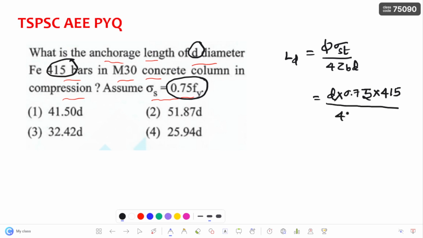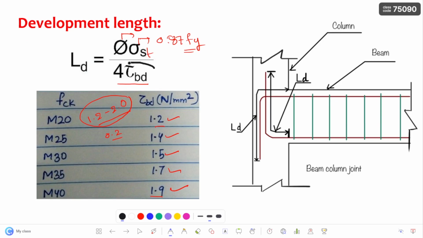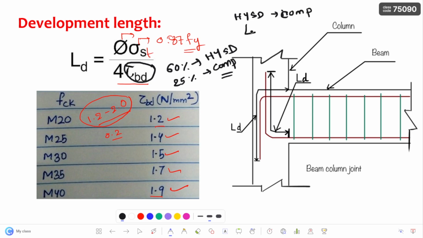divided by 4 into tau bd. Okay, remember one thing: whatever formula I explained here, you have to increase the tau bd by 60% if the bars used are HYSD bars. And you have to further increase it by 25% if it is in compression. Remember this, it is also very important. For example, if you are using HYSD bars in compression, then you have to multiply tau bd by 1.6 into 1.25, as you are increasing by 60% and further increasing by 25%. 1.6 into 1.25 is approximately equal to 2. Okay.